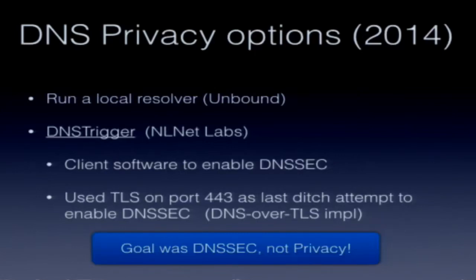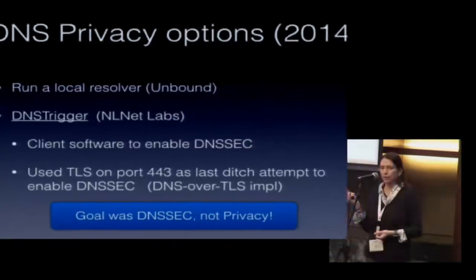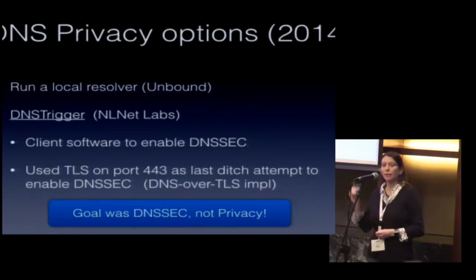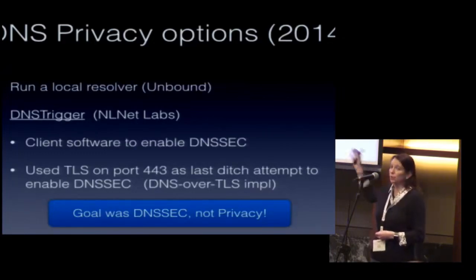Also, what came out around this time was a tool called DNS Trigger. Now again, the motivation for this was to enable DNSSEC on an end-user computer, and the privacy aspects were a byproduct. But what it did was it used, as a last-ditch attempt, DNS over TLS on port 443. But what this did mean is there was an implementation of encrypted DNS out in the wild that some users were able to harness and use for their own ends to do private DNS even at this early stage.